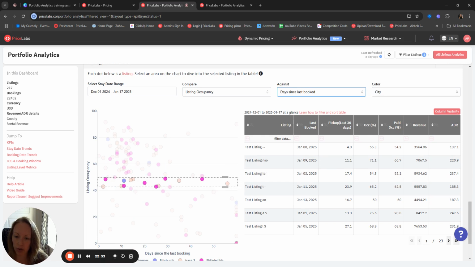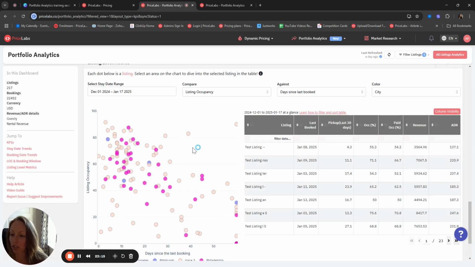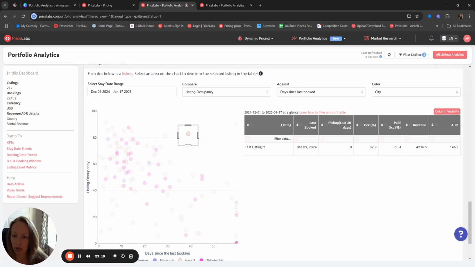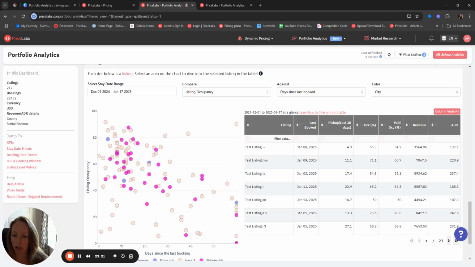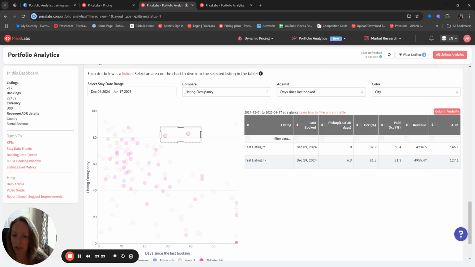And what you can do is actually draw a box, say around these. If you're like, hey, what's going on with these? It's been a long time since they last booked and they have decent occupancy. So I'm going to draw this square, and then this list will update here to these specific listings. And you can dig into the different KPIs in more detail in this chart. Double click to reset it, and you can focus on just this one or just these 2.